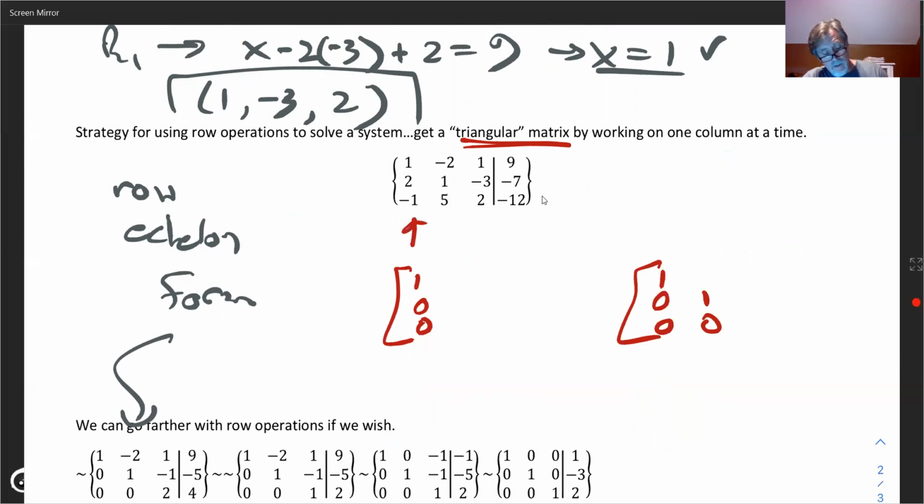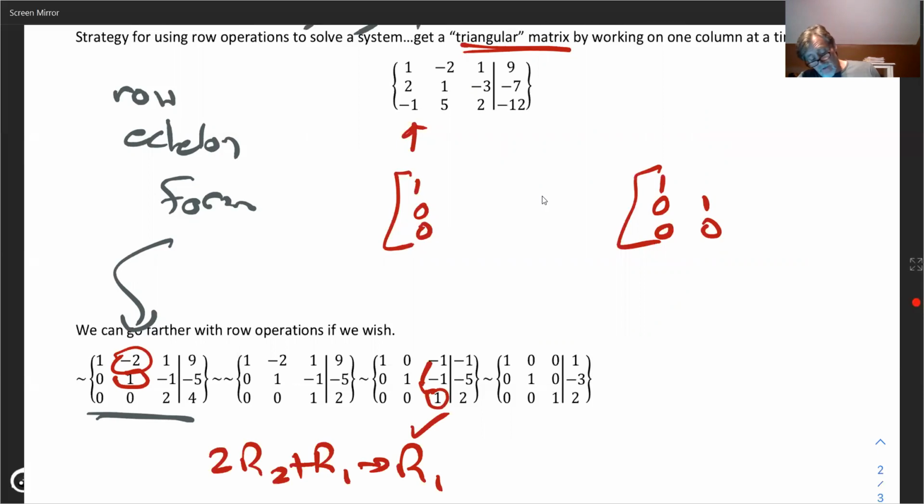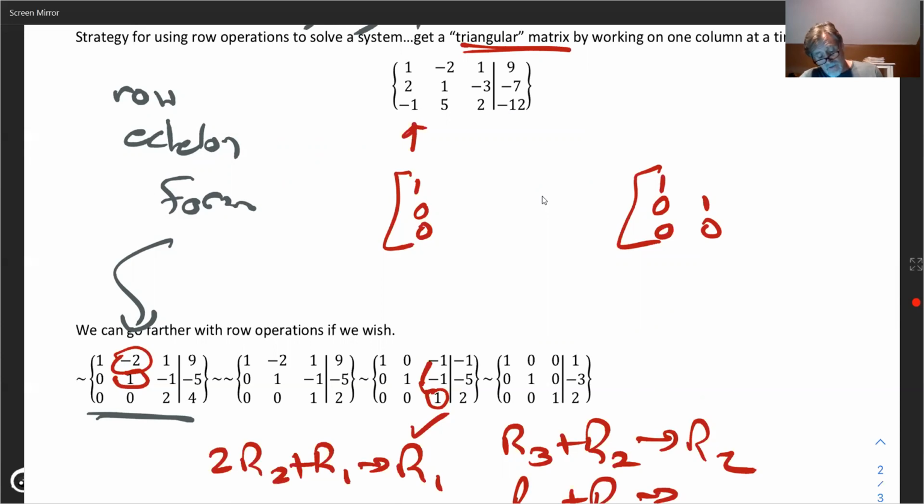If you go farther, you can keep going. For instance, you can use this 1 here to knock out the -2 above it, and if you do that, you get this matrix here. So the row op was probably twice row 2, add to row 1, new row 1. And then I used this 1 here to knock out the -1s above. So there's a couple of row ops. It would say, take row 3, add to row 2, new row 2. Take row 3, add to row 1. It's not always this nice, by the way. Sometimes you run into fractions, new row 1.